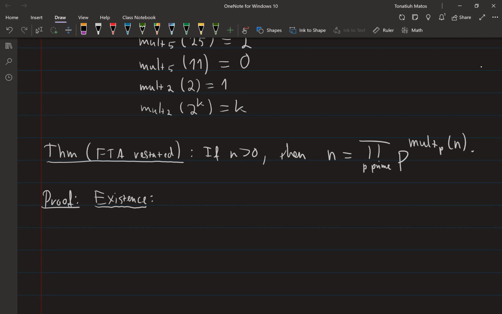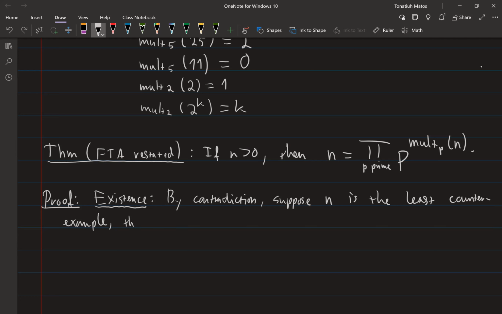Let me think about this. So suppose by contradiction, suppose not. Suppose these primes don't exist, right? Suppose n is the least, or the smallest, counterexample to the statement, that is, n is not the product of primes. And it's the smallest with this property, right?